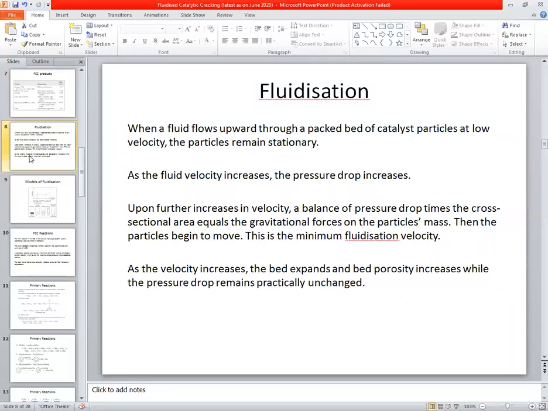What does that mean? Just imagine you put some solid particles, and if any fluid passes through those solid particles and the velocity is lower, the particles will remain stationary. Am I right, class? You understand this?